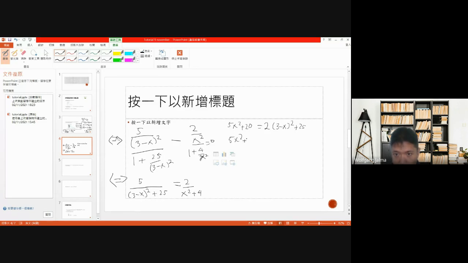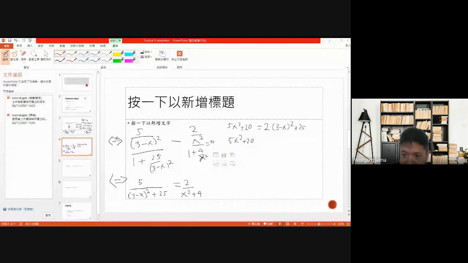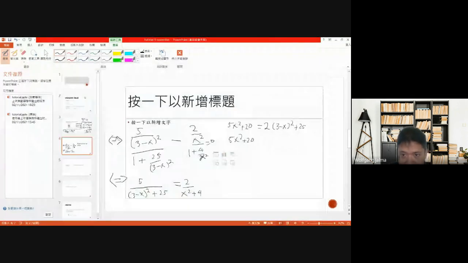5x squared plus 20. I'm afraid of making a mistake, but hey, we do what we do. Hopefully it doesn't make any big mistake. Equals 18. 2 times 6 times 2, 12. 12x plus 2x squared plus 50. Okay, so far so good, I guess.